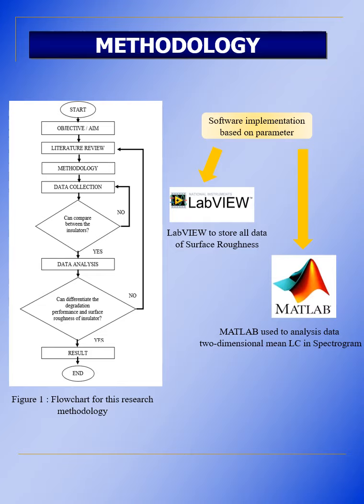The methodology of this research project only consists of software components due to the unavailability of laboratory testing. There are two types of software used to gather the parameter data, which are LabVIEW, to store all the surface roughness data, and MATLAB, used to analyze the two-dimensional mean leakage current in the spectrogram. Figure 1 shows the flowchart for this research methodology, and the data will be analyzed by comparing two types of insulators, which is 6 years and 80 years.